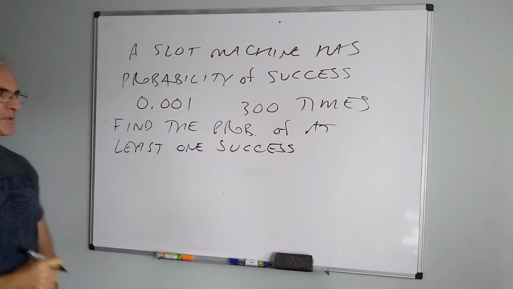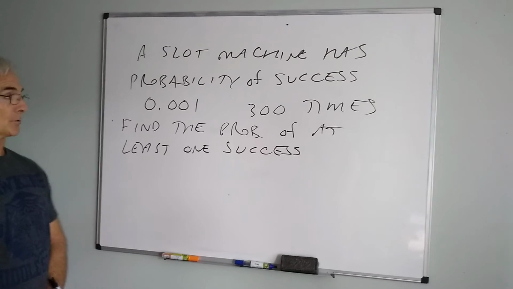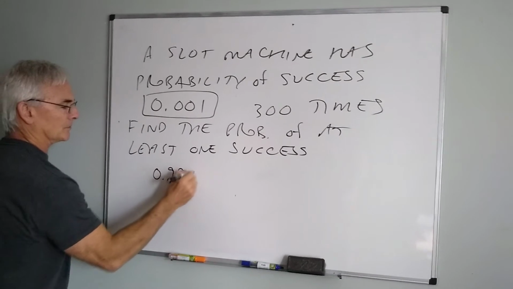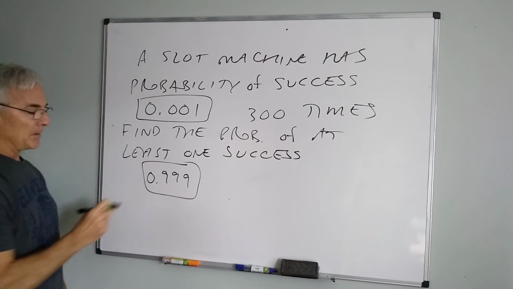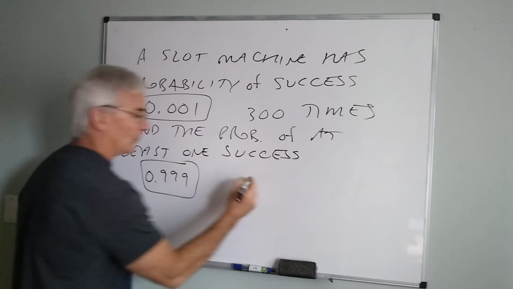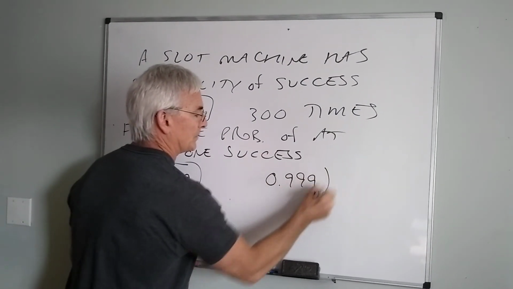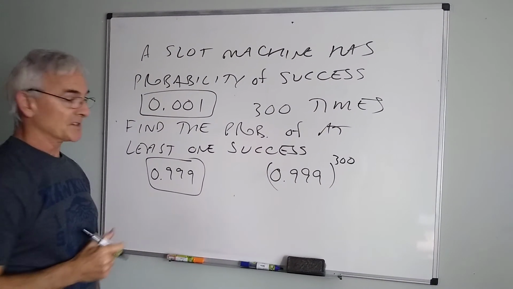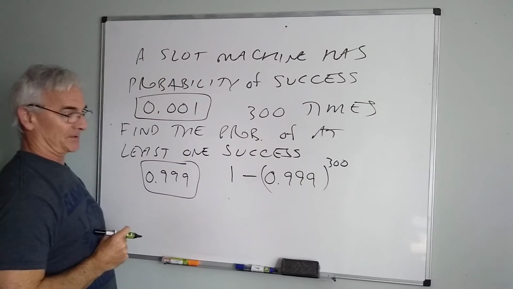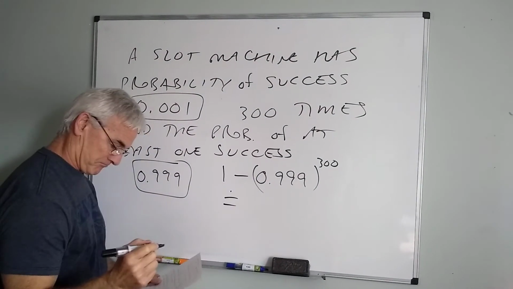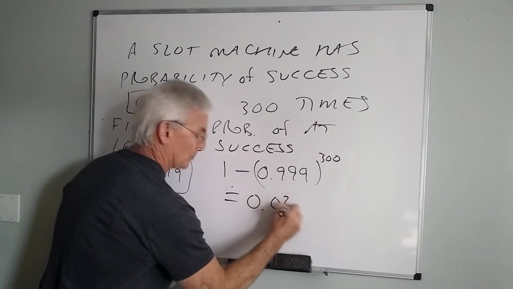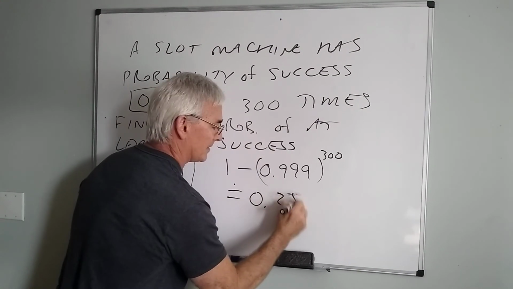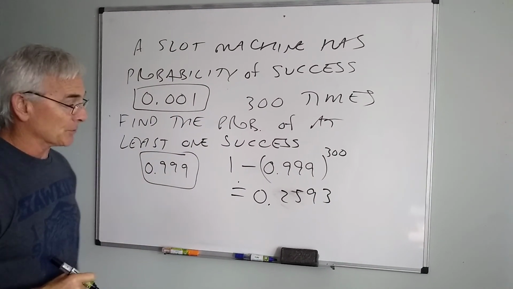Well, what's the probability that you lose 300 times in a row? If the probability of success is this, then the probability that you're going to lose would be this number. The probability you're going to lose 300 times in a row would be this raised to the 300th power. Therefore, the probability of at least one success would be 1 minus this, which would be approximately 0.2593. It might surprise you that it was actually that large.